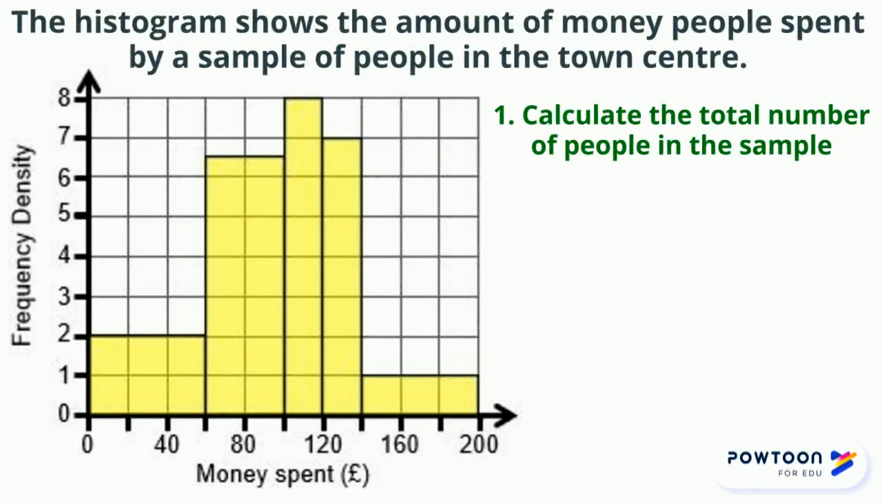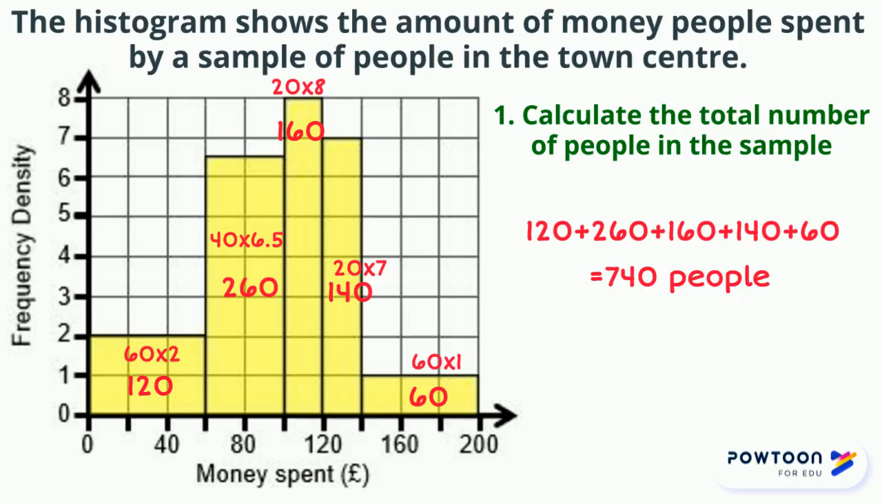Let's go over the answers. In the first problem, you need to first find the individual frequencies by multiplying the width by the frequency densities for each of them, and then just simply add them together to get a total of 740 people.